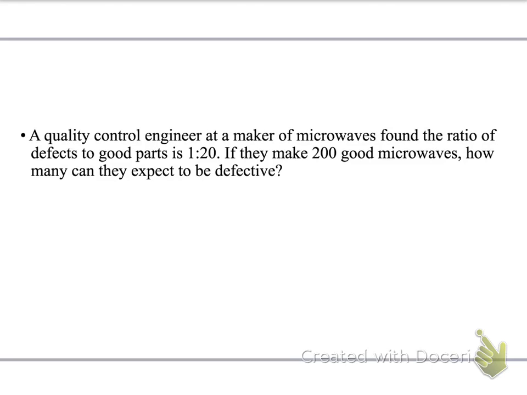Okay, a quality control engineer at a maker of microwaves found the ratio of defects to good parts is 1 to 20. So the ratio of defects to good parts. If they make 200 good microwaves, how many can they expect to be defective? Okay, so I know I could represent it as a fraction, so I could do 1 over 20, and I'm going to match it on my other side. It went defects to goods, so my goods was on my bottom.